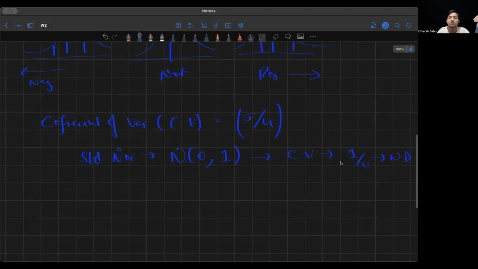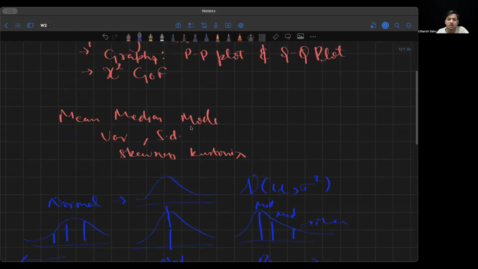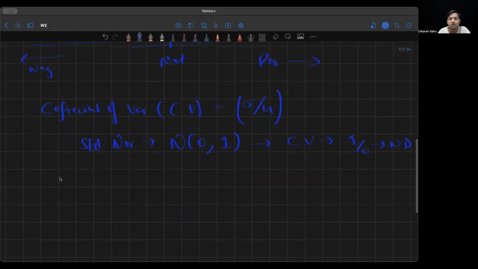So maybe if you see some kind of table where the coefficient of variation given to you is not defined, then you can take a guess. Yes, it could be standard normal distribution. So these are just few hints for guessing. Again, mean, median, mode. Also, if you remember, there is just one common guessing technique, that if your mean is equal to variance, this is a property of a special kind of distribution.